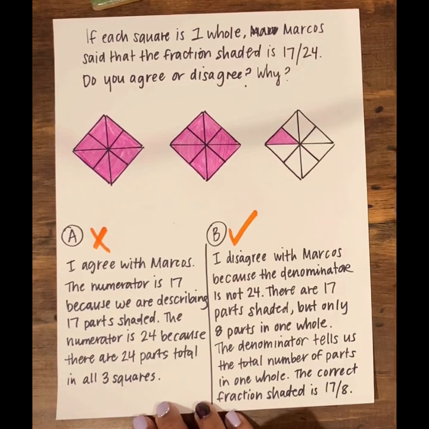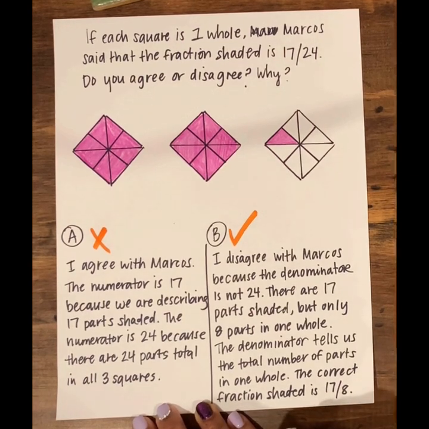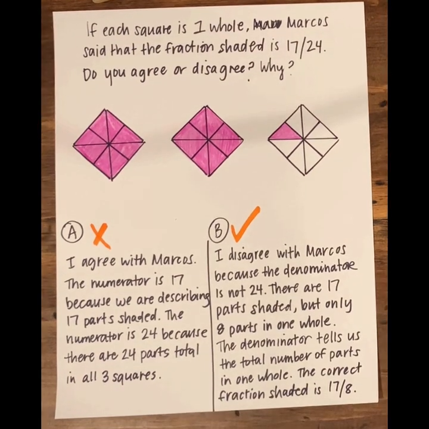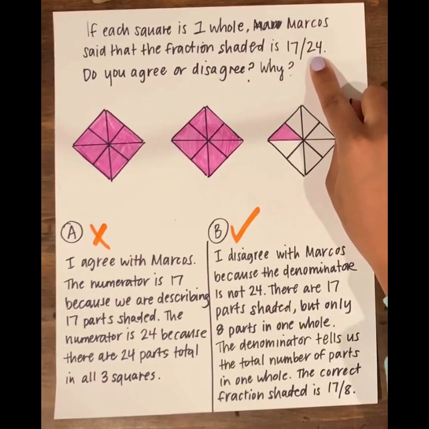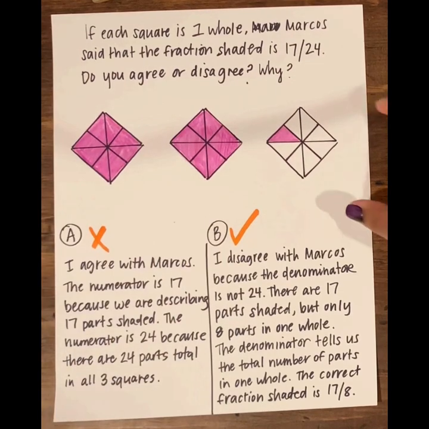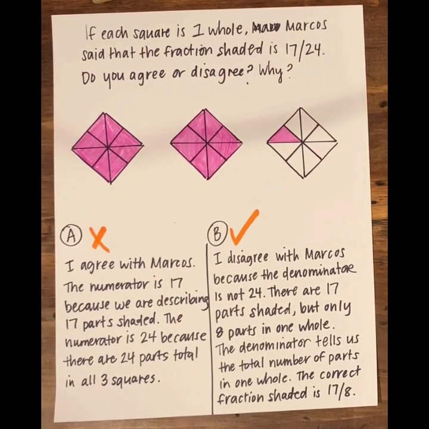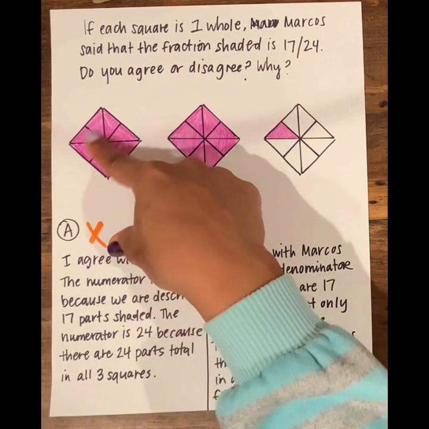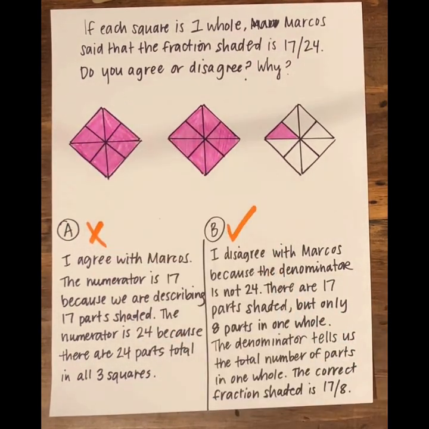If you disagree with student A, why do you disagree? I heard you say that you disagree with student A because they think the denominator should be 24. Even though there are 17 parts shaded that we're referring to, the denominator cannot be 24 because the denominator tells us the total number of parts in one whole. In one whole, we can see that we do not have 24 parts.